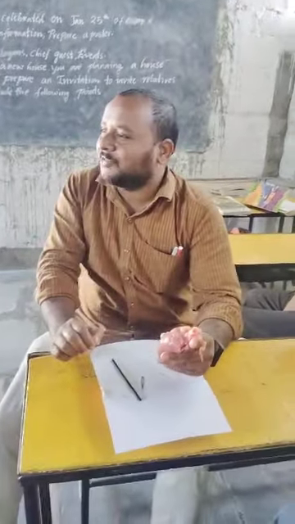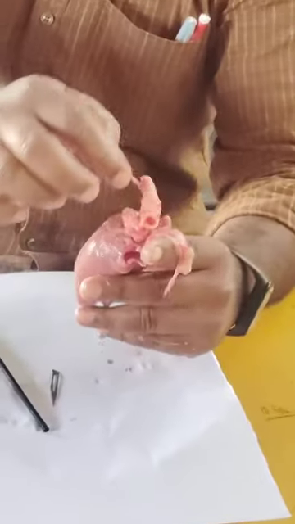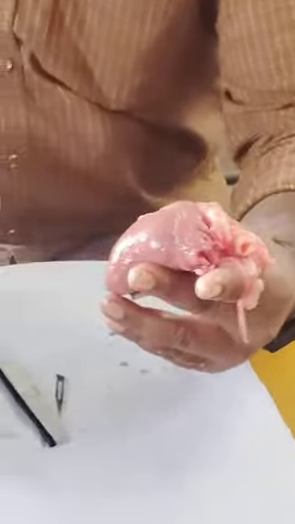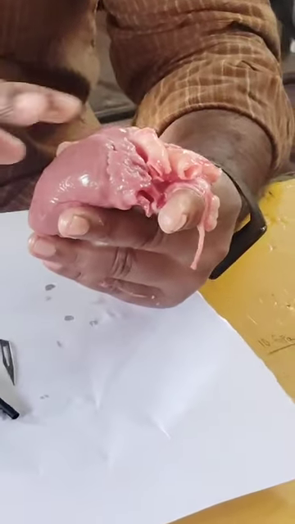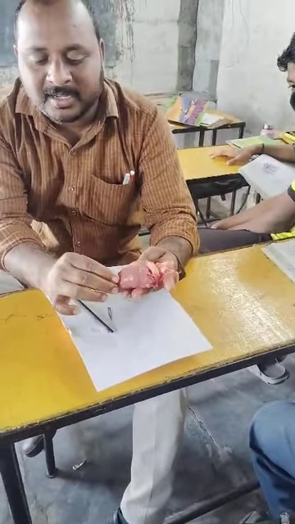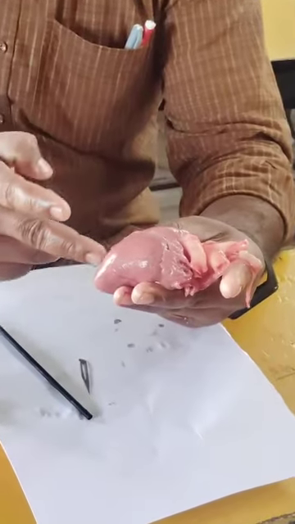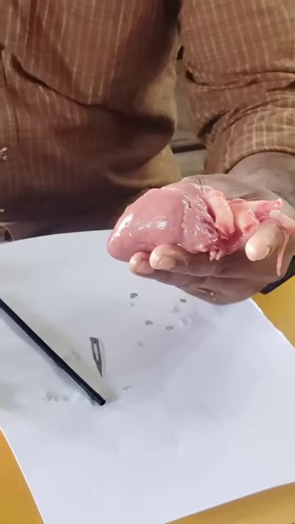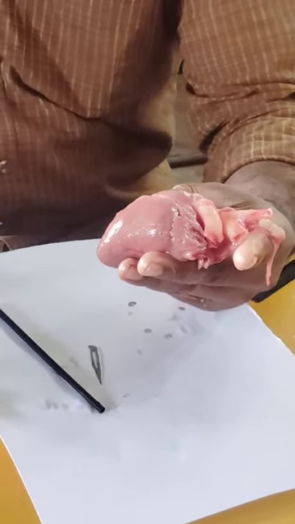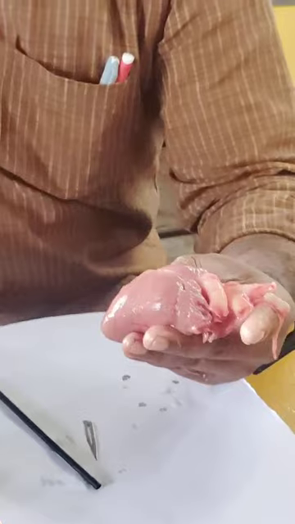Now this is the heart we collected from the butcher shop. This is the sheep's heart. The outer border is triangular. The anterior part is broader or wider, and the posterior part is narrower. It is separated into four chambers by septa. The septa work like a groove, separating this heart into four chambers.